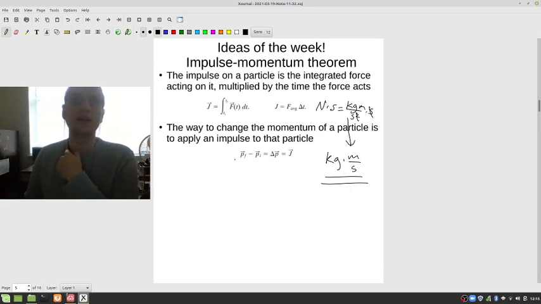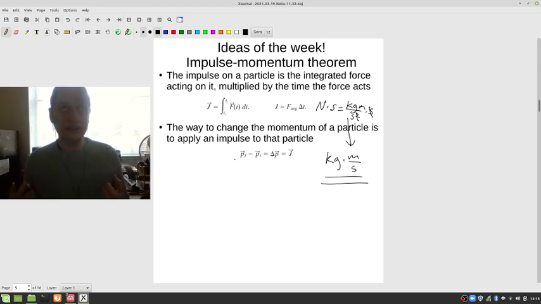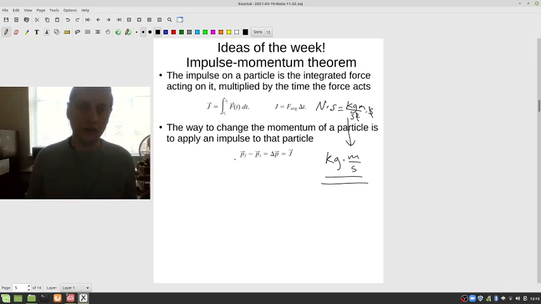And if you want to make it go faster, in the same direction that you're going, you apply an impulse in that direction. So if you're going in the plus x direction and you apply a plus impulse, you're going to make that particle go faster. If you have an object going in the plus direction, you apply a minus impulse, you're going to make it go slower or perhaps turn around.